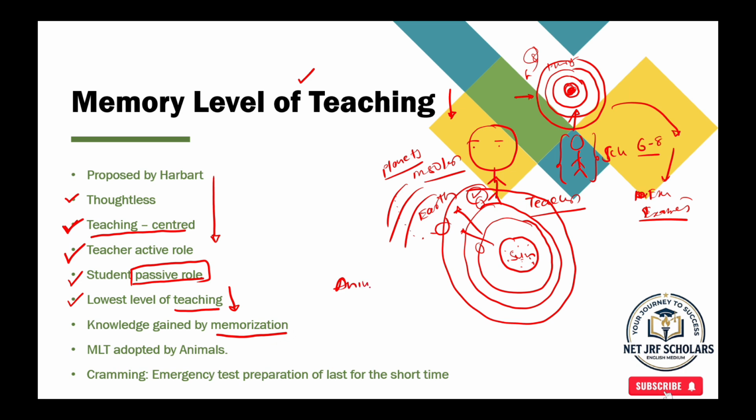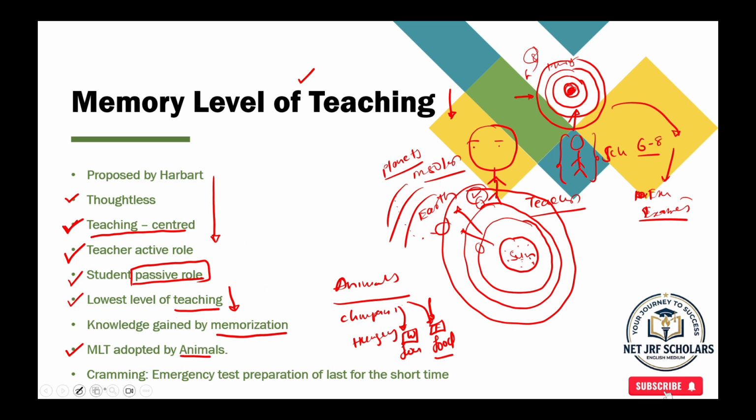Even animals can memorize. As we can see in YouTube videos, a chimpanzee may click on a button when it feels thirsty or when it is hungry. If you provide two buttons, one for water and one for food, it consciously presses the button for food or water, whatever it needs. So it's just memorizing which is for water and which is for food. So the memory level of teaching can be adopted by animals.